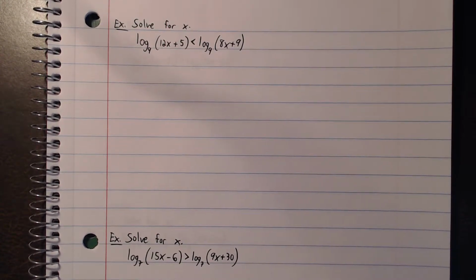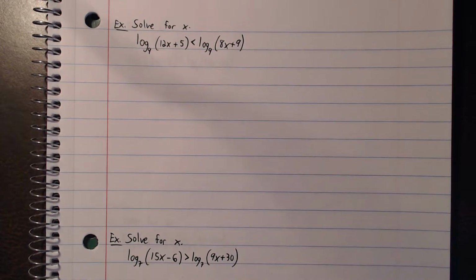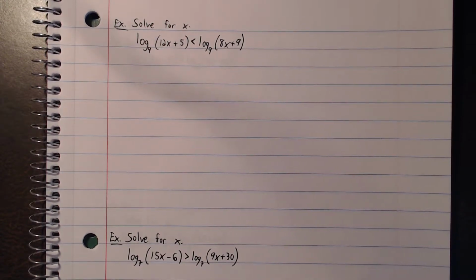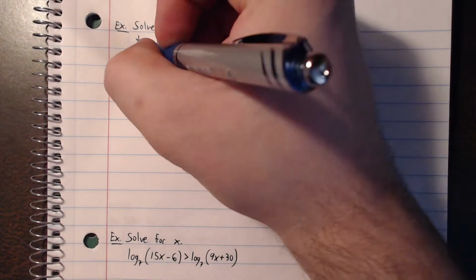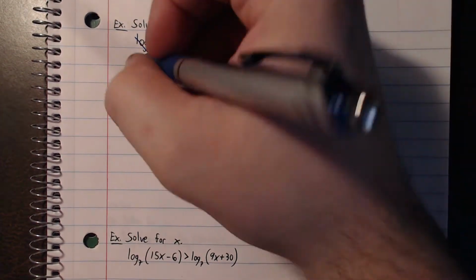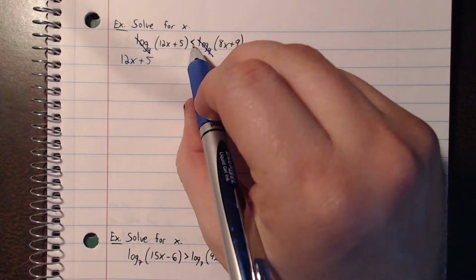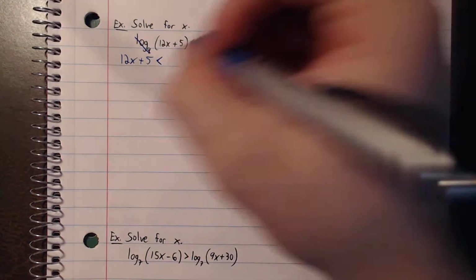Now that was probably really complicated to listen to, so let's look at an example of how these work, and I will explain and show everything as we go along. So we have log base 9 of 12x plus 5 is less than log base 9 of 8x plus 9. The log bases are equal, so right away we can get rid of those and just work with the stuff on the inside. But I'm going to keep this less than sign.